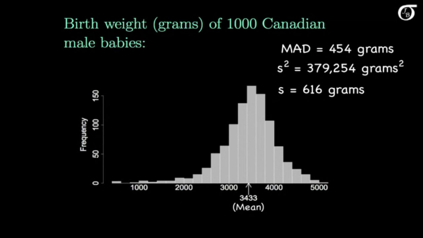Interpreting the variance and standard deviation is not all that easy. The variance is the average squared distance from the mean, and the standard deviation is the square root of that. So the standard deviation is the square root of the average squared distance from the mean. But that's tough to interpret. So let's look at something that might help us interpret the standard deviation.